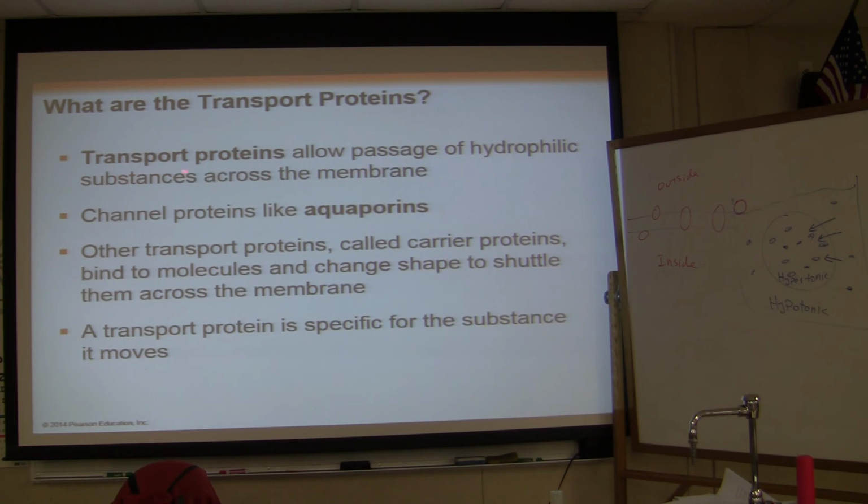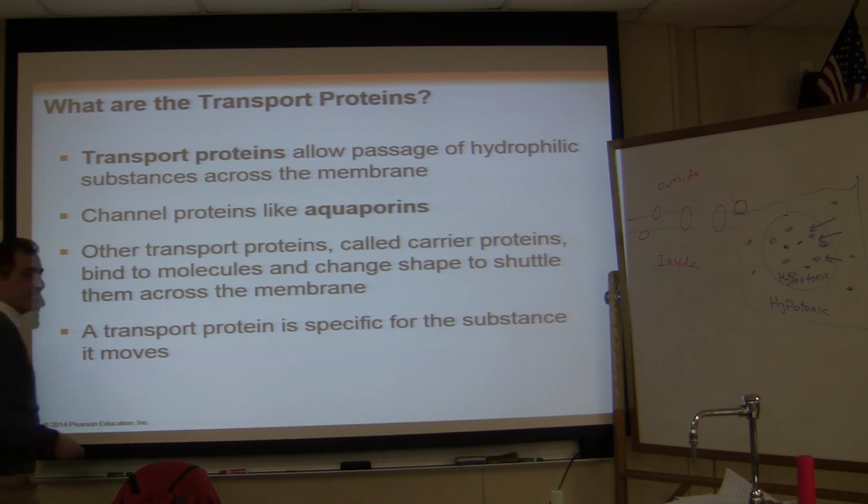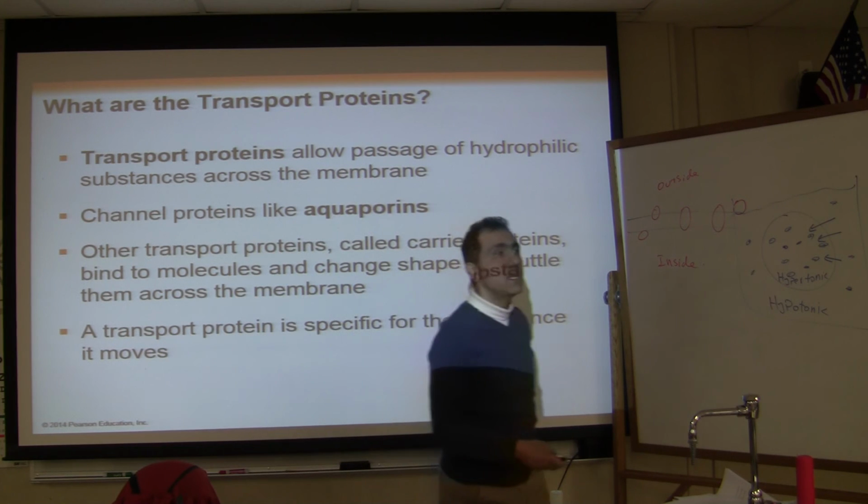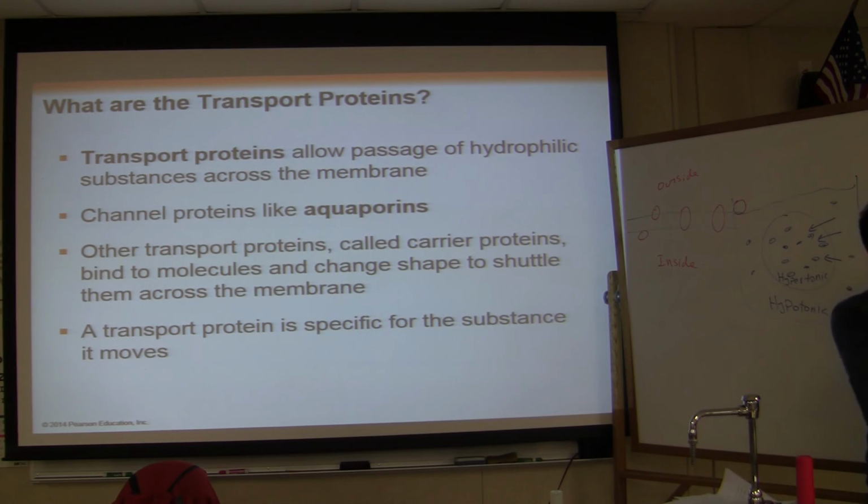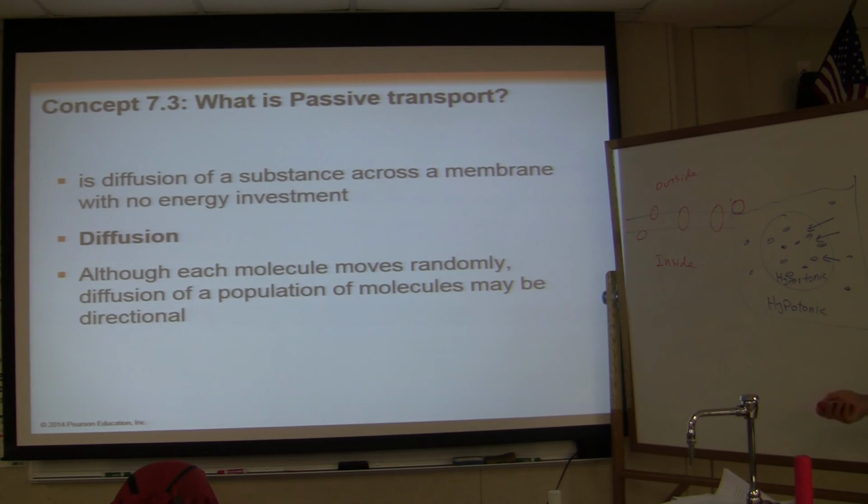What are the transport proteins? I think I talked about this last time too. Transport protein allows passage of hydrophilic substances across the membrane. Channel proteins like aquaproteins, so the water molecules that get inside of the cell go through aquaprotein. They are protein channels that water molecules can pass through. Other transport proteins called carrier proteins bind to molecules, change shape and shuttle them across membrane. A transport protein is specific for the substances involved.